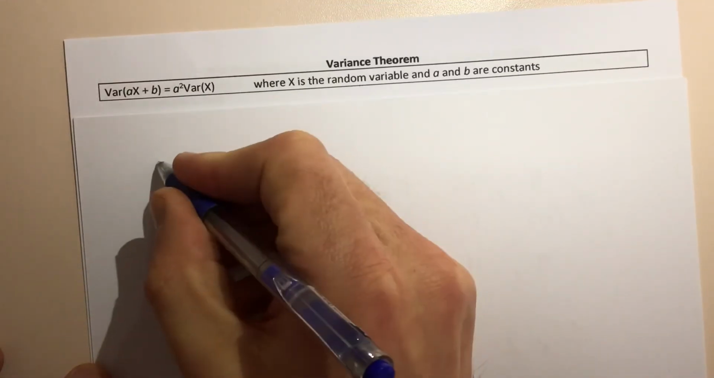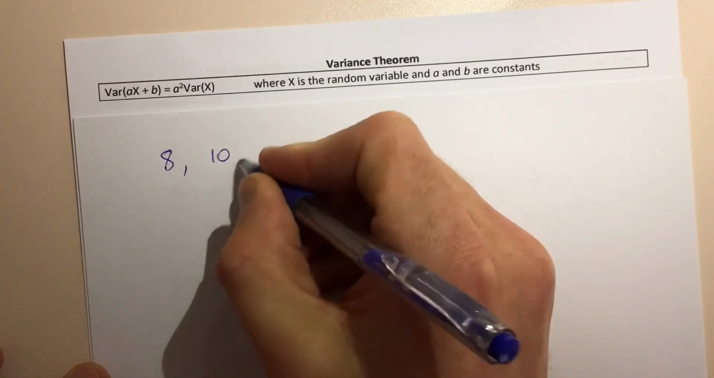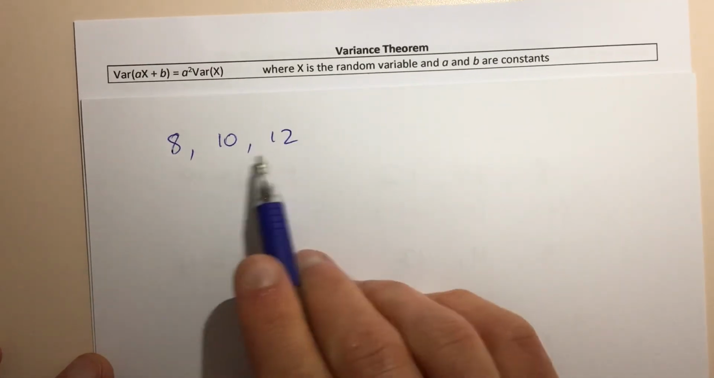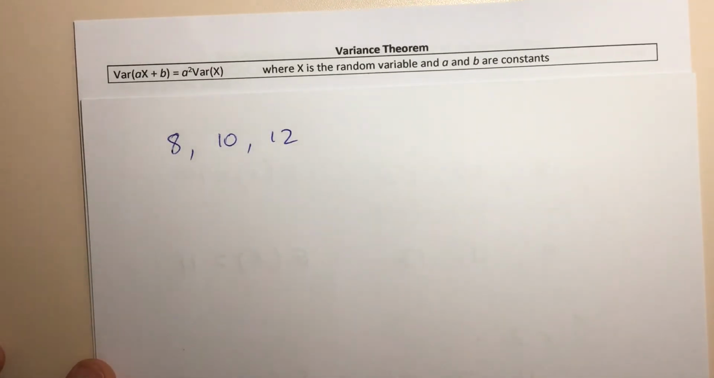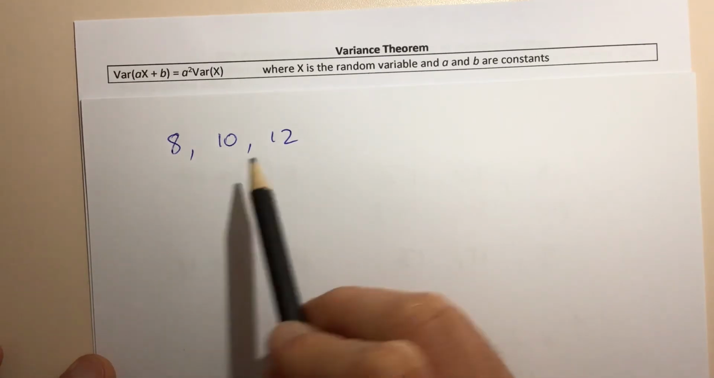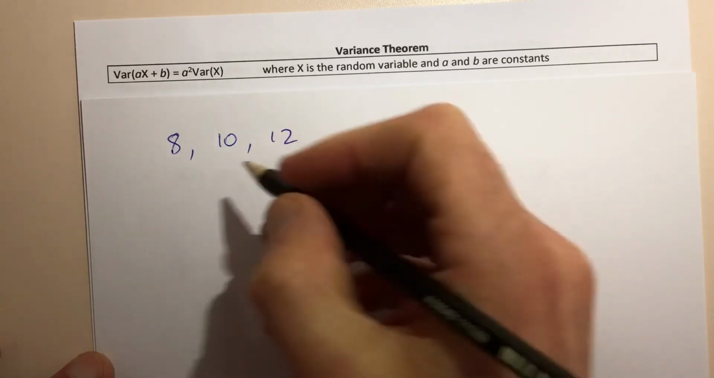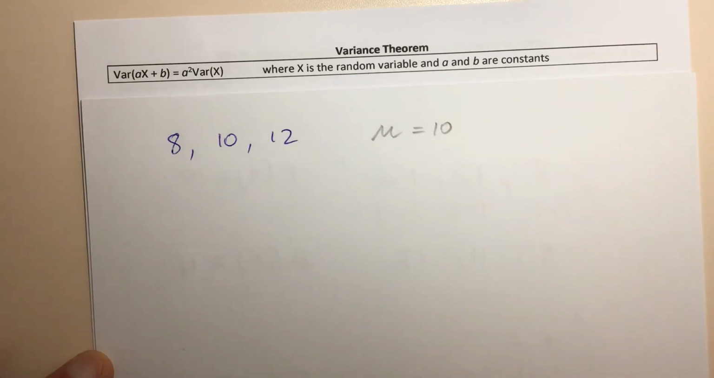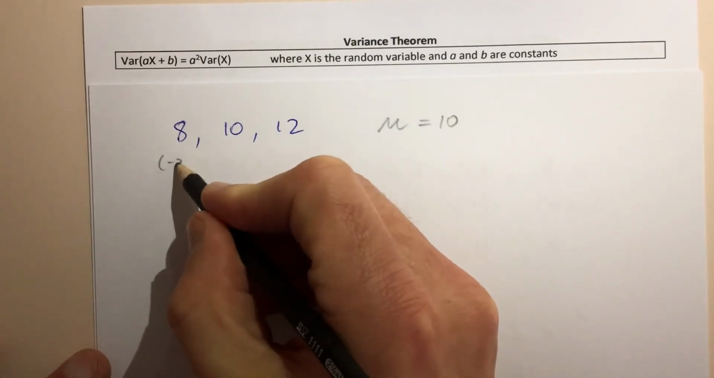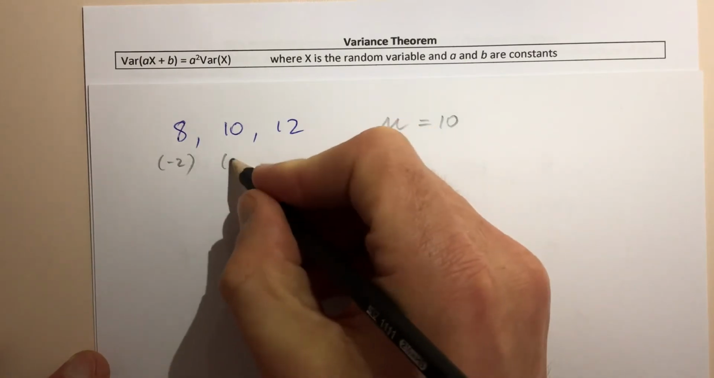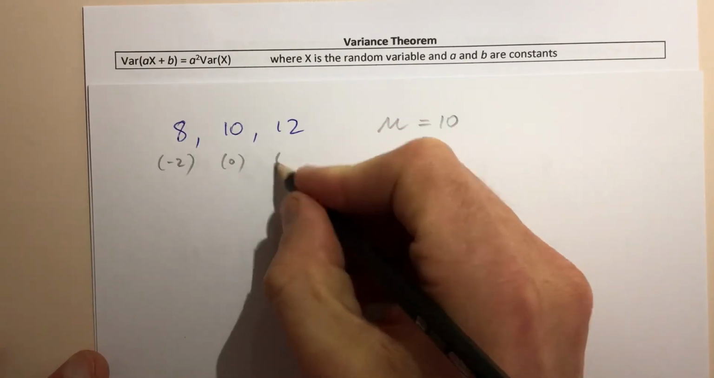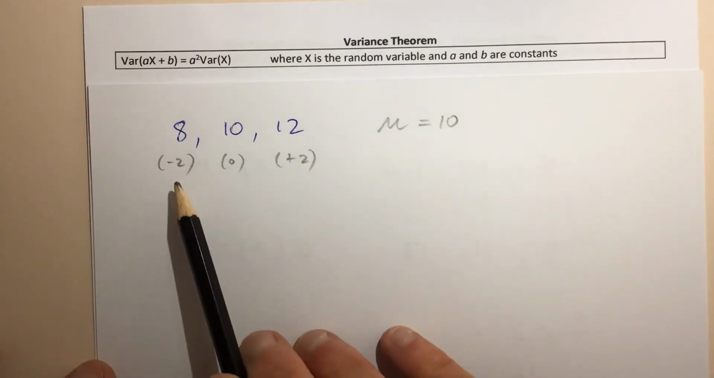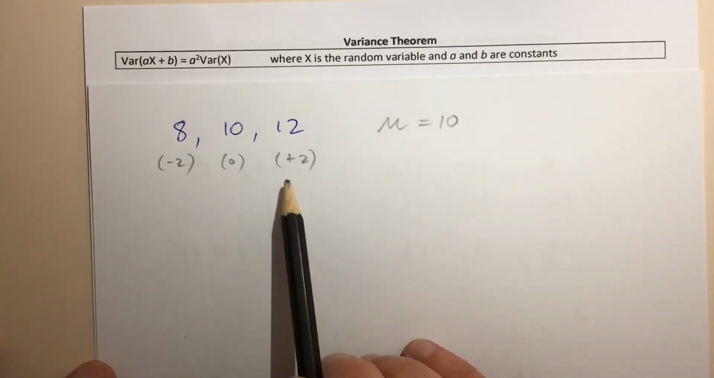I want to go back to the numbers I wrote out in the last video, which were 8, 10, and 12. Let's imagine that was our entire distribution. The variance is a measure of how far above and below each number is from the mean. The mean of these numbers would equal 10. So this first number is 2 below the mean, this middle number is equal to the mean, and this third number is 2 above the mean. So the variance would be calculated by squaring these numbers and then finding the average of those.